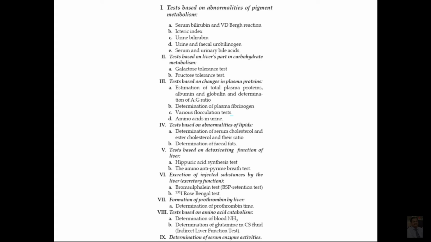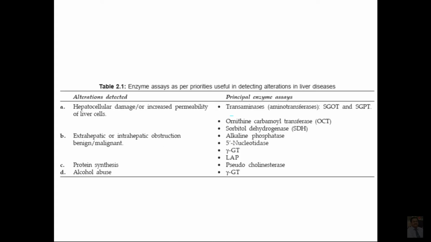Just now, the 10th one is determination of serum enzymes. In the serum enzymes, we already studied all the enzymes in detail in the previous class. And again, we can have clarity here. Enzyme assays as per the priorities are useful in detecting the alterations in liver diseases. For example, here, you can see.